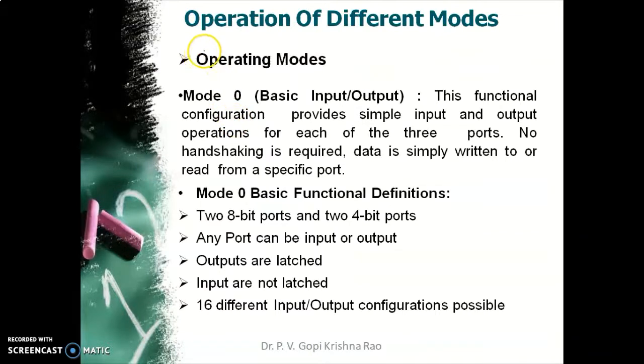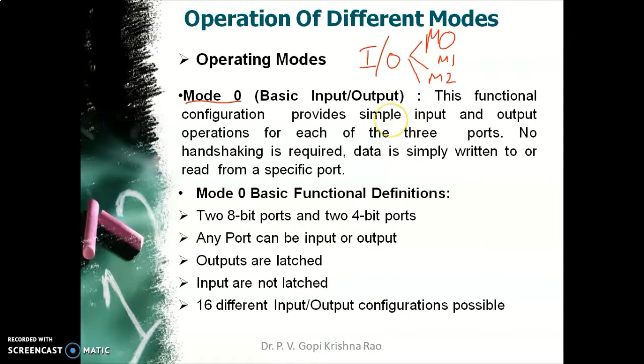So now let us look in detail at the different modes of operation, or operating modes, of 8255. The first mode of operation is IO mode, and whatever we are discussing now is in IO mode. In IO mode you have 3 modes of operation: mode 0, mode 1 and mode 2. Mode 0 is a basic input output mode.